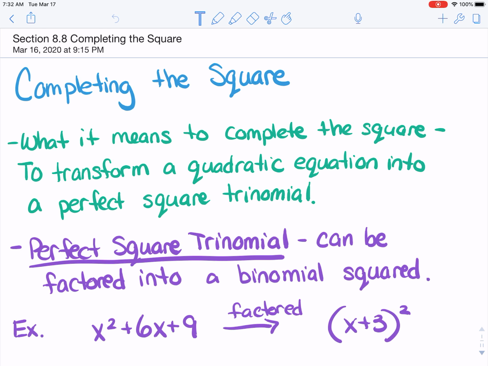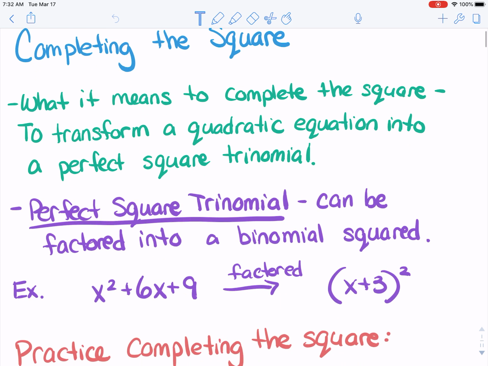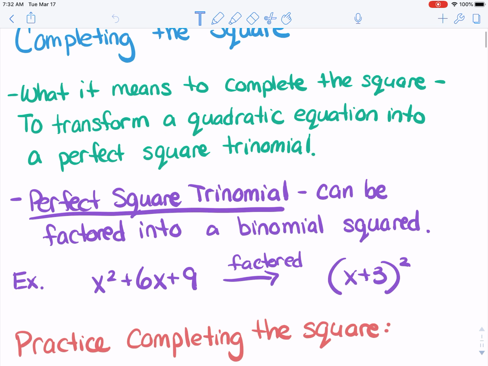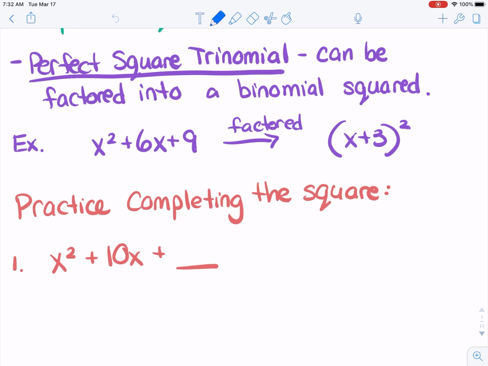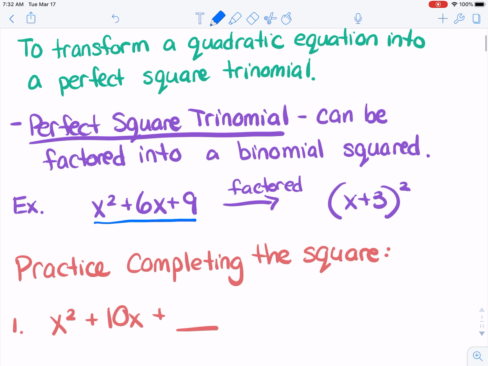Before we can actually apply it to quadratic equations, let's remind ourselves what it means to be a perfect square trinomial. In last chapter, this is when we would factor a trinomial, and its factored form was a squared binomial, such as x squared plus 6x plus 9. That is a perfect square trinomial. We had the little criteria in order to figure out if it was a perfect square trinomial.